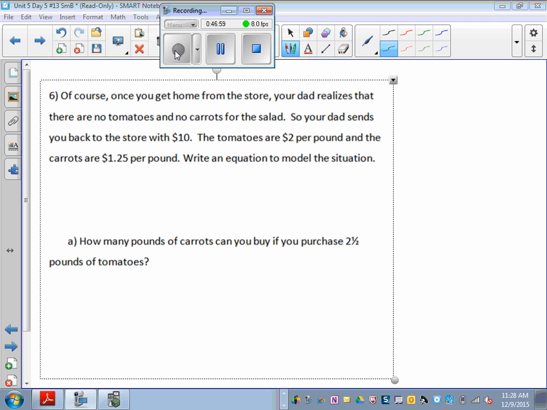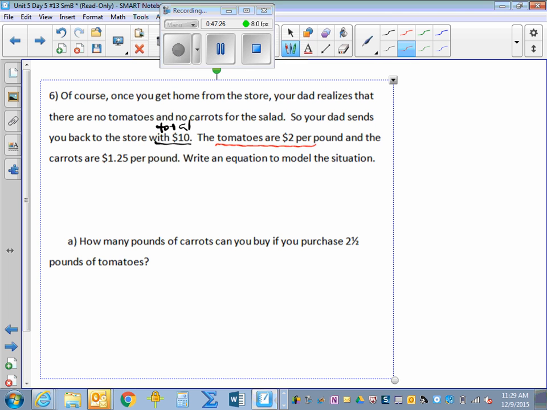Alright, number 6. So you just did this on your papers. Let's see if you got the right answer. It says, once you get home from the store, your dad realizes that there are no tomatoes and no carrots for the salad. So your dad sends you back to the store with $10. The tomatoes are $2 per pound and the carrots are $1.25 per pound. Write an equation to model the situation. So we have a total of $10 to spend, and 2 rates going on: tomatoes at $2 per pound, and we're going to have to multiply again, and carrots at $1.25 per pound.